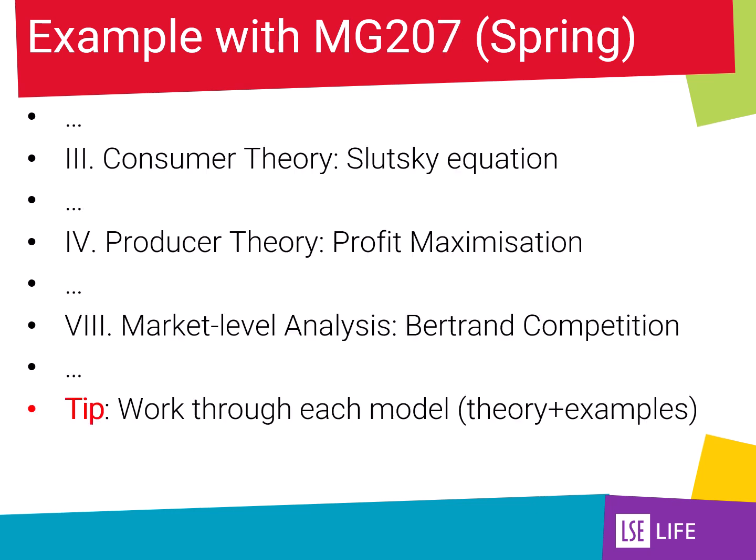And the final example for today is MG207. So this is managerial economics. There are three main aggregates of topics: consumer theory, producer theory, market level analysis, and then within these huge branches you could identify subtopics that you can work with. For example, in consumer theory it could be Slutsky equation, in producer theory profit maximization, cost minimization would be another one, market level analysis. There are various models there. I picked Bertrand competition as an example right here.